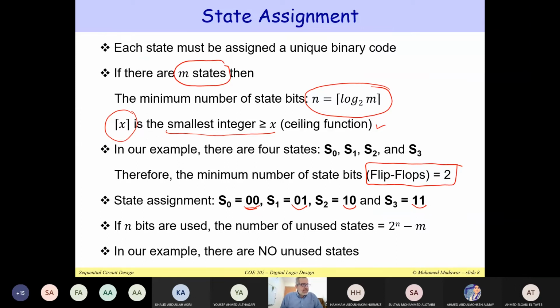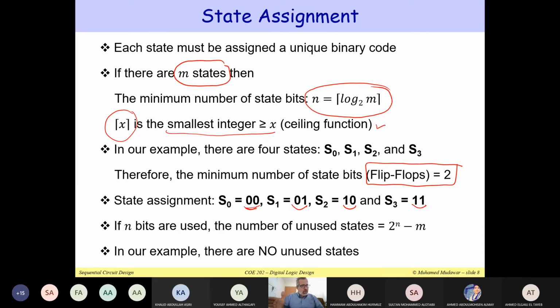If you have 5 states, can you represent it with 2 bits? Will 2 flip-flops be enough to represent 5 states? Yes or no? No. Okay, so how many bits do we need? 3. Exactly, because if you use 2 bits, you can have at most 4 states. If you use 3 bits, then you can represent 5 states. You can go from 0 to 4. This will represent 5 states. So you actually need 3 bits.